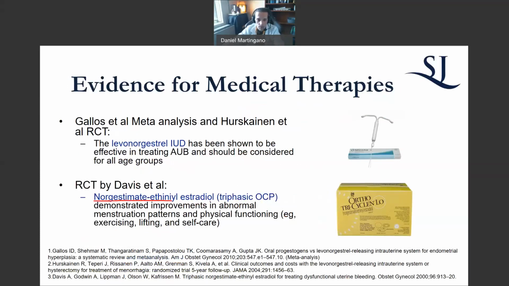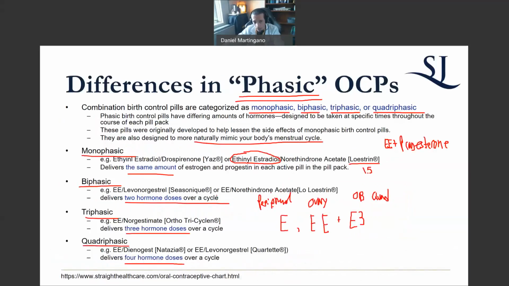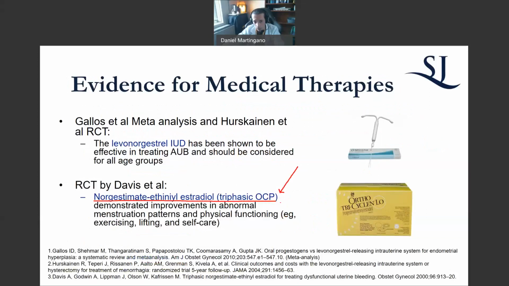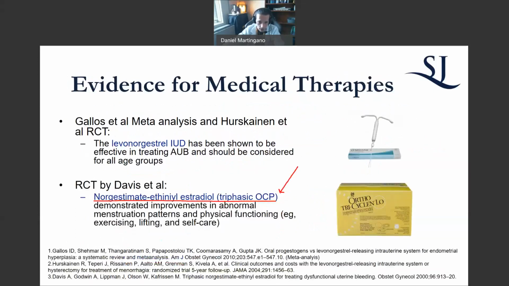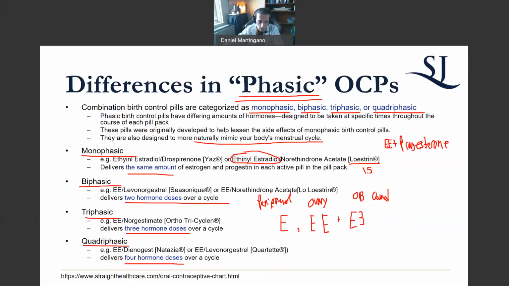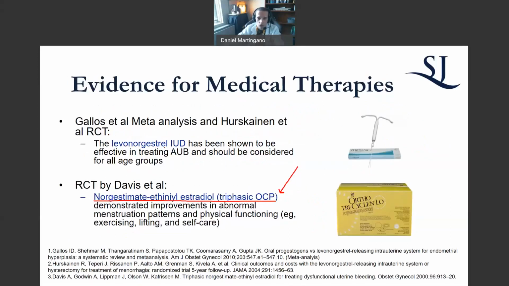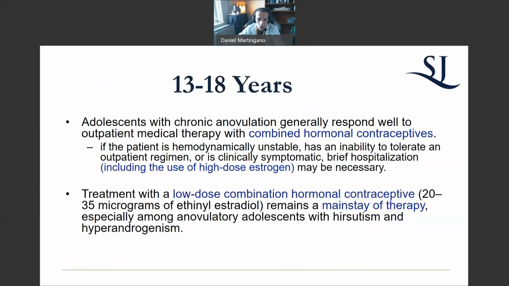That being said, for the evidence on helping with ovulatory dysfunction, the big randomized trial used a triphasic with orthotricycline. There are no other studies looking at these other ones, at least not against placebo. They study it in a different context. So if you want to use the standard, you would use a triphasic orthotricycline. And the levonorgestrel IUD does help as well, as I mentioned. For ages 13 to 18, you want to try combined hormonal contraceptives, which are a mainstay of therapy.